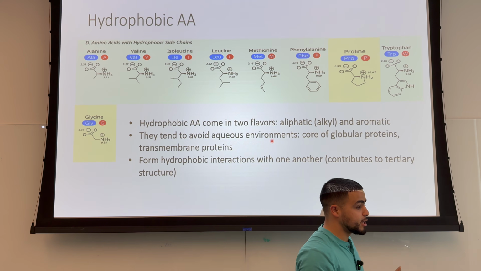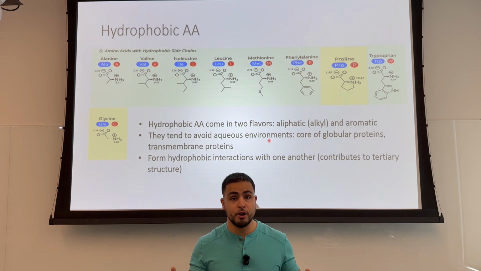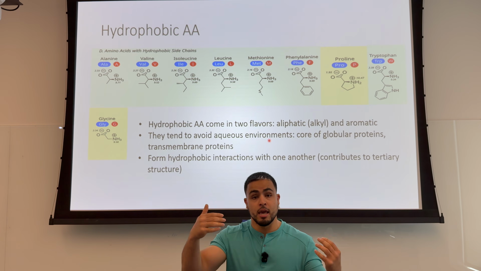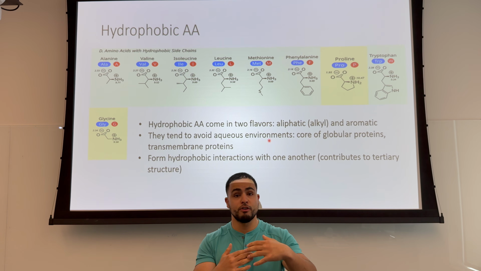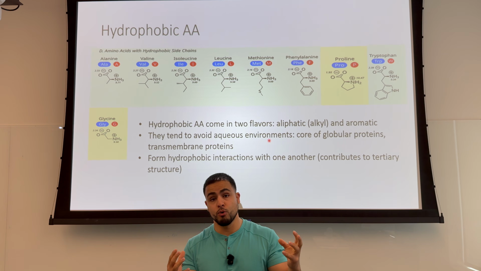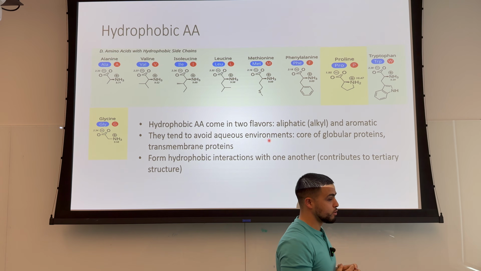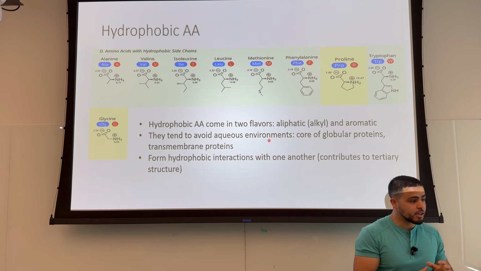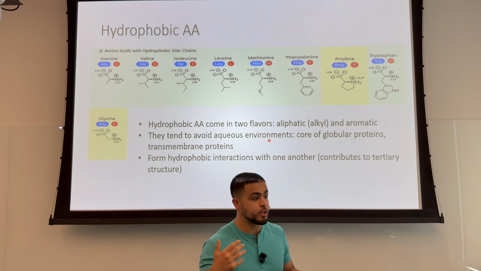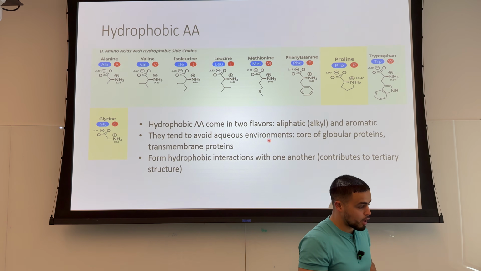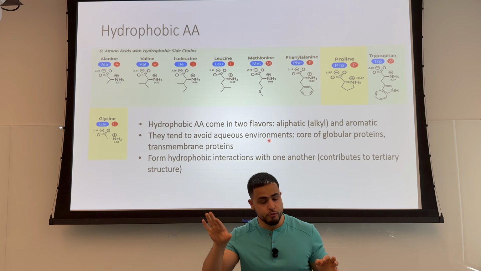You can also find them in transmembrane proteins. So recall, for example, the G protein coupled receptor has a component that's embedded within the plasma membrane, and in the plasma membrane, you find hydrophobic fatty acids, and therefore you need hydrophobic amino acids to be interacting with those fatty acids. Finally, they form hydrophobic interactions with one another, and that contributes to the tertiary structure of proteins, and we're going to talk more about the different structures of proteins in future videos.